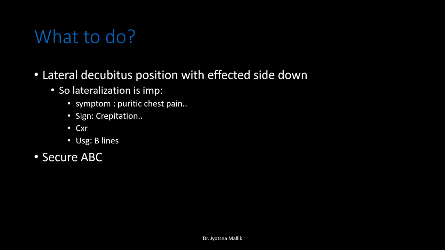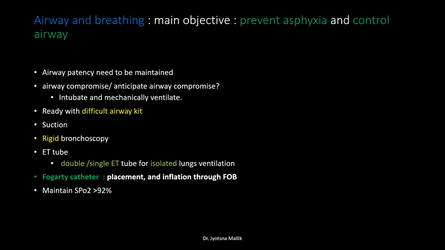So what to do? Put the patient in lateral decubitus position and secure the ABC. So airway and breathing: how to control them, and what is the main objective? The main objective is to prevent asphyxia, control the airway, and maintain ventilation and gaseous exchange. Airway patency needs to be maintained because in massive hemoptysis there is a chance of airway compromise or impending airway compromise.